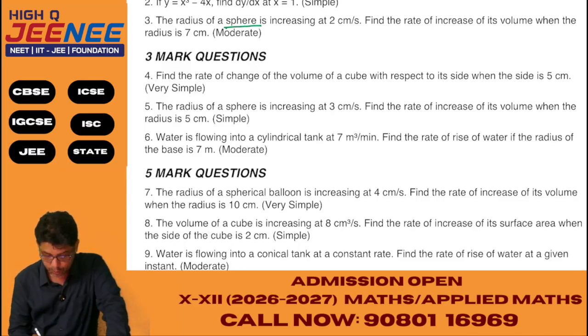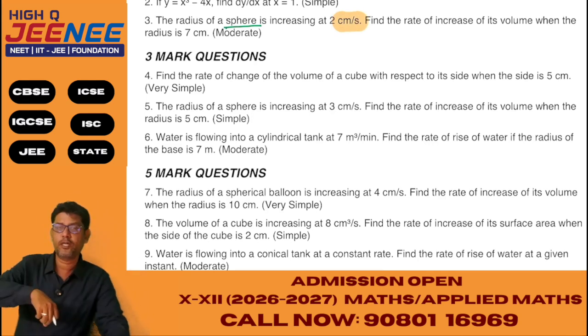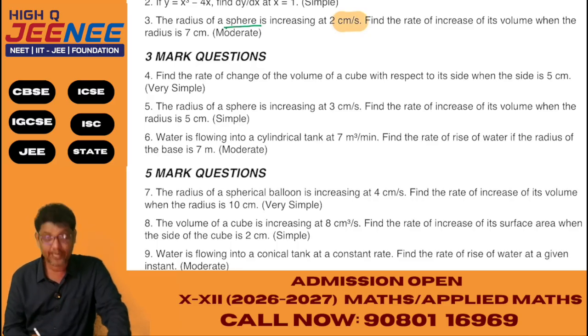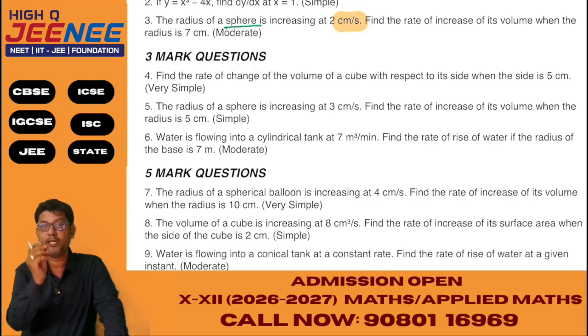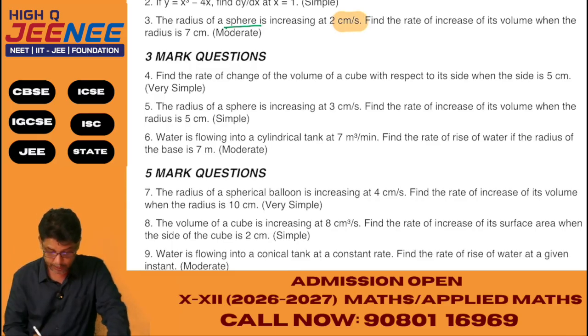Please note this very carefully, because many students were coming and asking, sir, when to use r, when to use dr by dt. See, you can decide by looking at the units. What is given here? Centimeter per second. That means rate of change of radius. Rate of change of radius with respect to time is given. That means dr by dt is given.